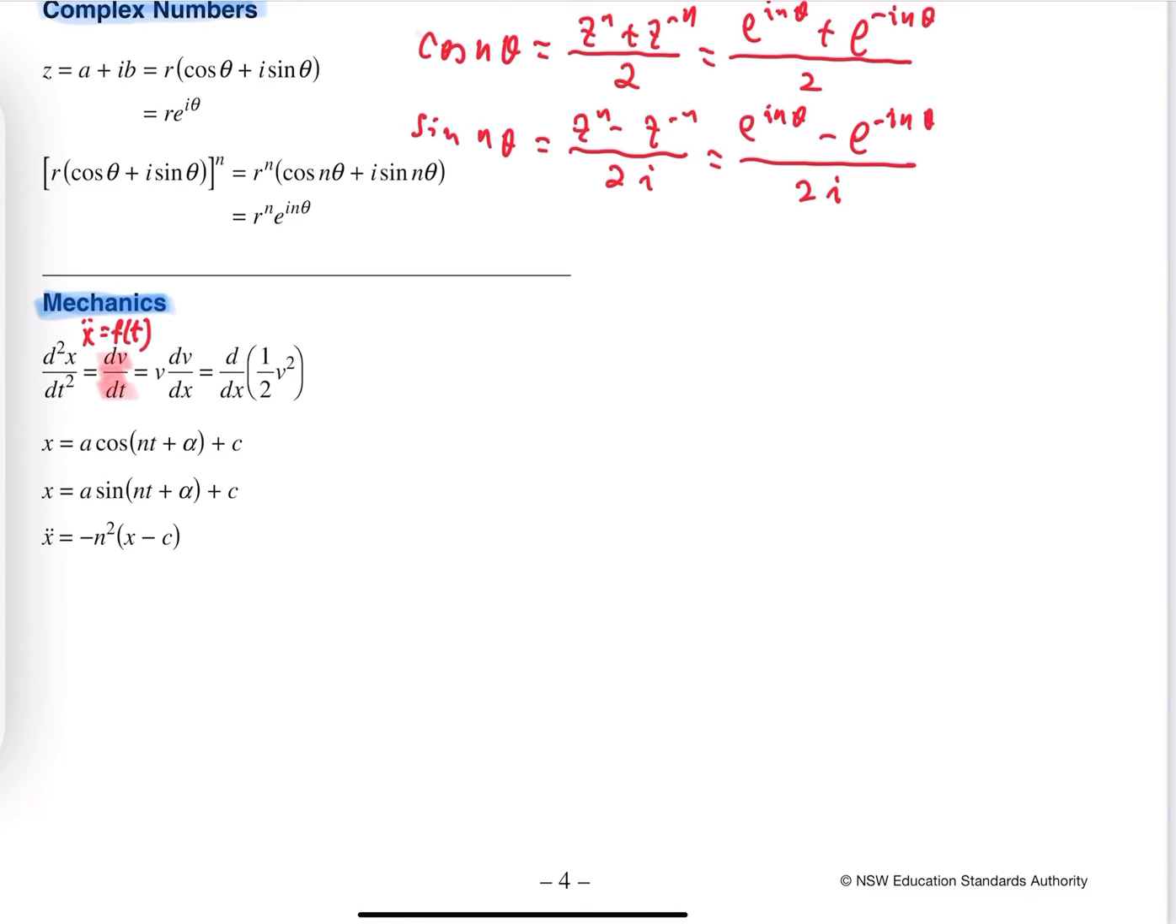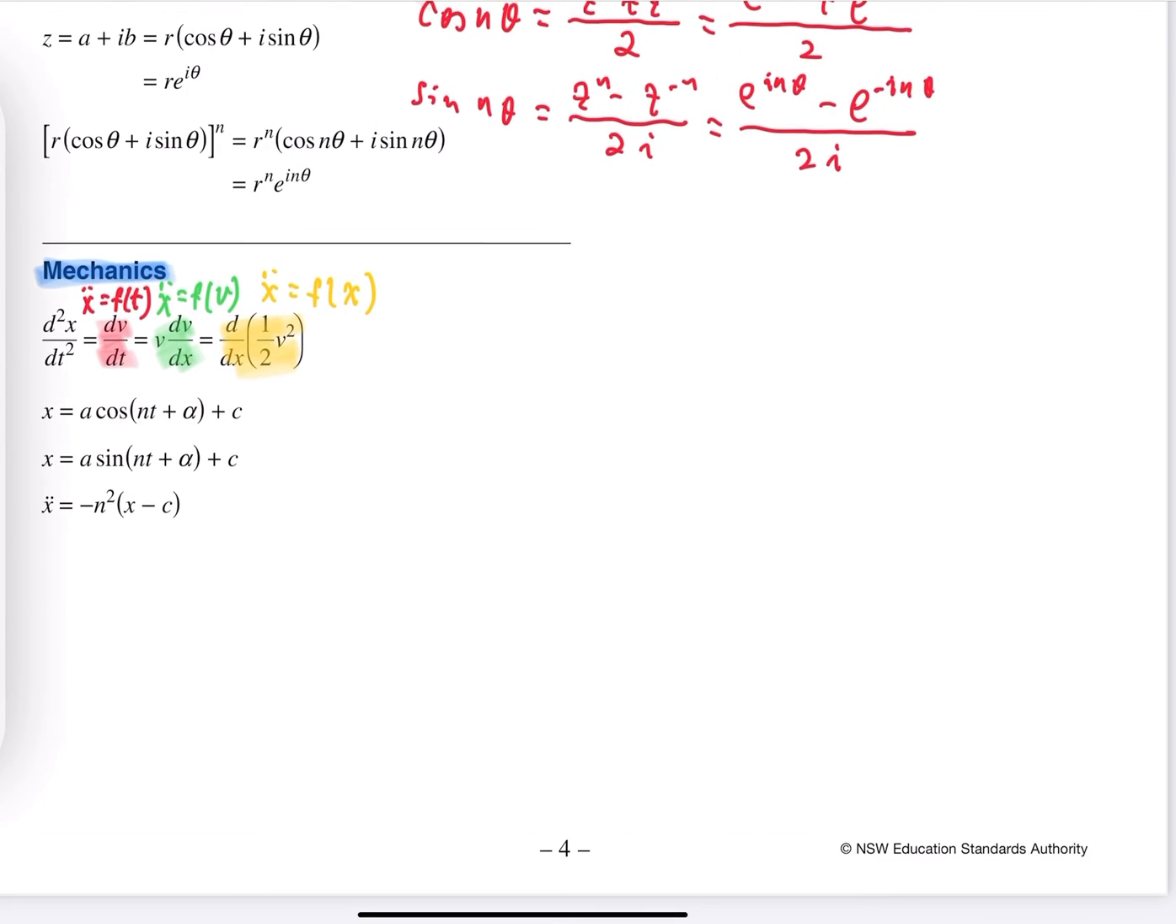And the second one, highlighted in green, you use when acceleration is a function of v. And the last one, I'm going to highlight in yellow. This one is when acceleration is a function of x. So in different scenarios, we use different formulas. That's the first thing. The second part of the formula is talking about simple harmonic motion.